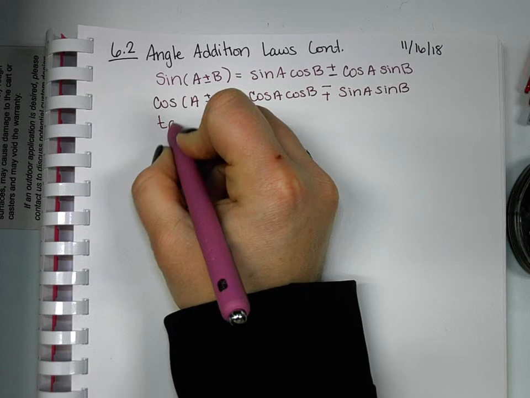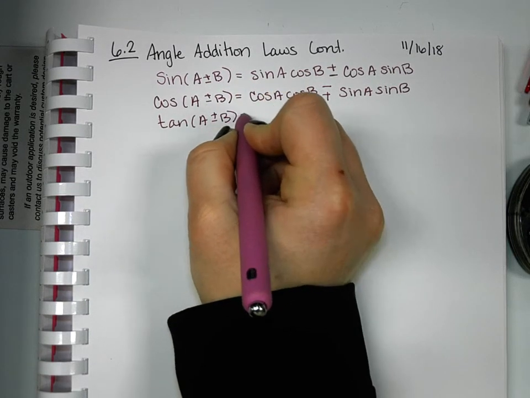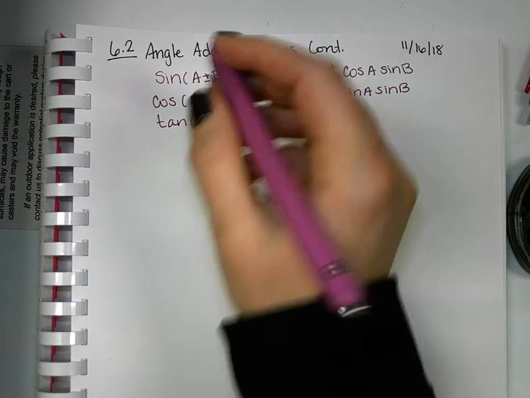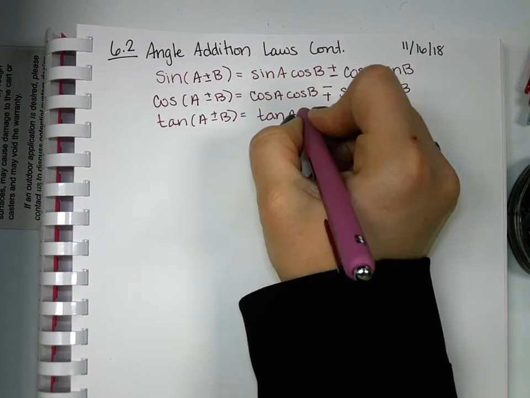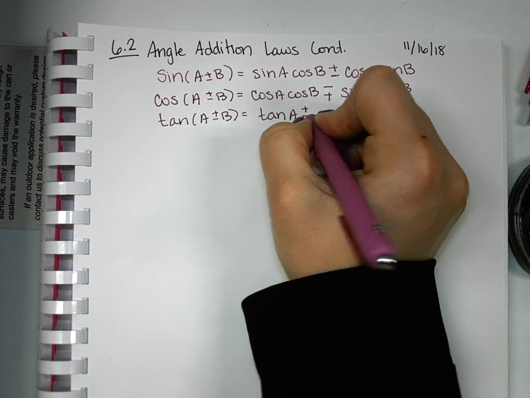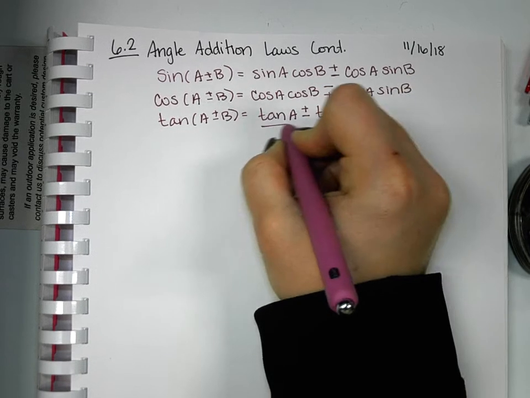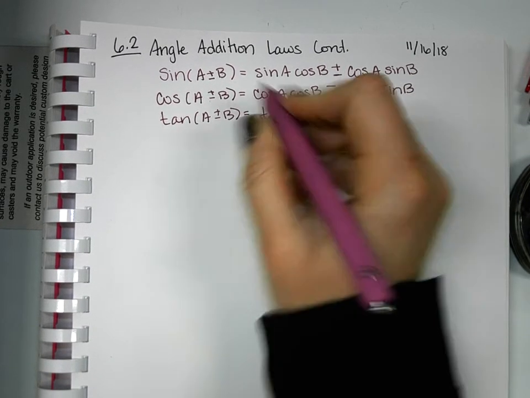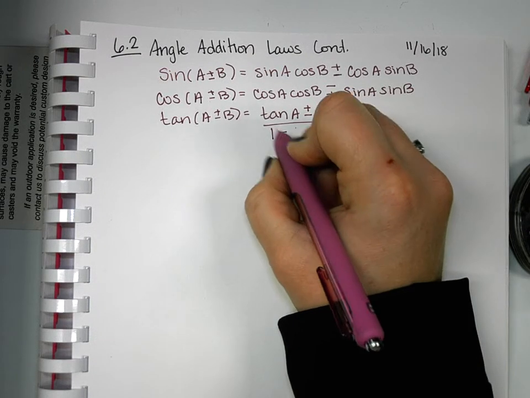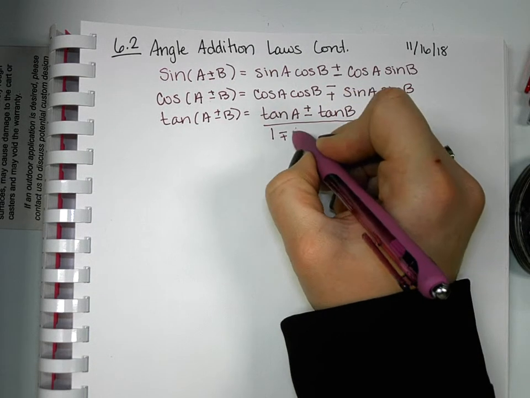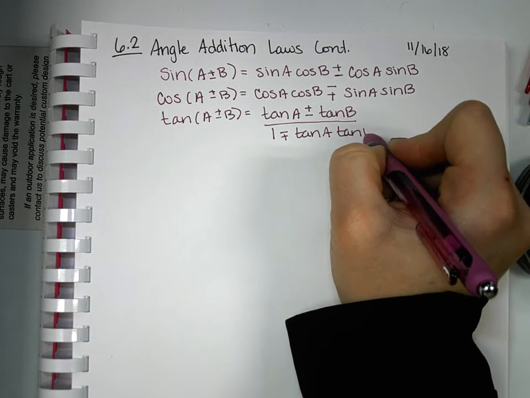And then lastly, we had our tangent of A plus or minus B, which says tangent of A, and when it was plus, it was a plus. When it was a minus, it was a minus. Tangent B over 1, and now when it was A plus B, it was 1 minus, and when it was A minus B, it was plus tangent of A times tangent of B.